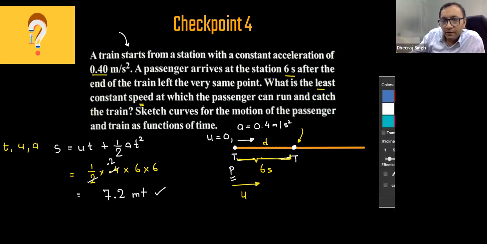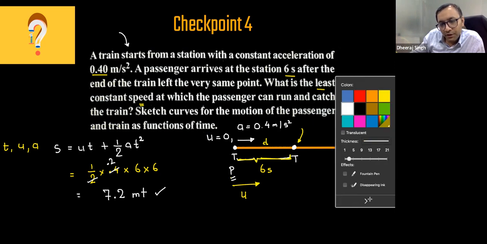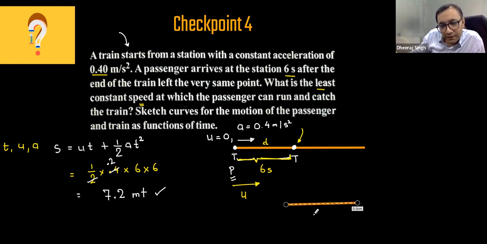Now you have a situation like this, in which the distance is 7.2. You have to find what should be the velocity here. Let's say this is U1, passenger's velocity is U1, and the train, now the train will have velocity or not when it has moved 7.2 meters. It will have velocity, so U2 is a velocity. It has an acceleration also. 0.4 meter per second square is the acceleration.